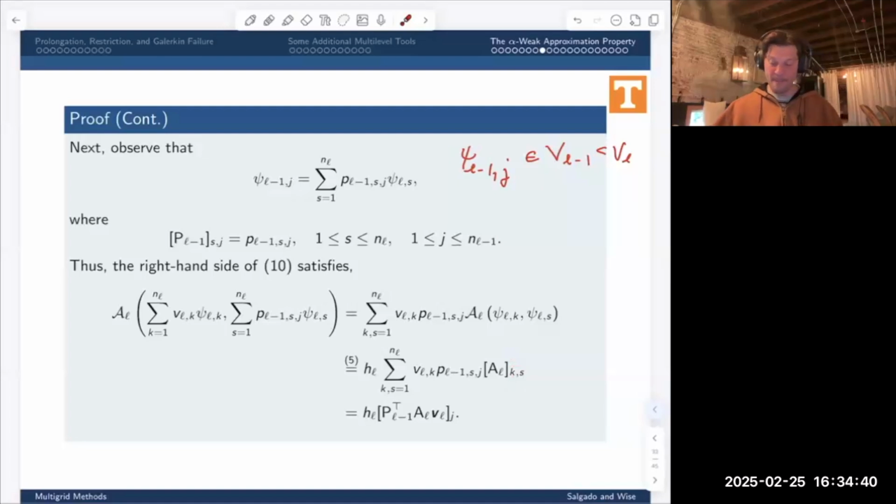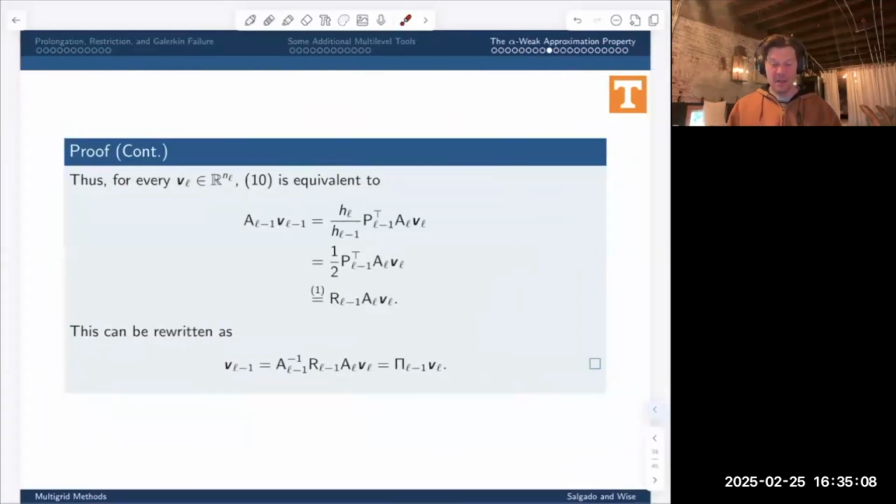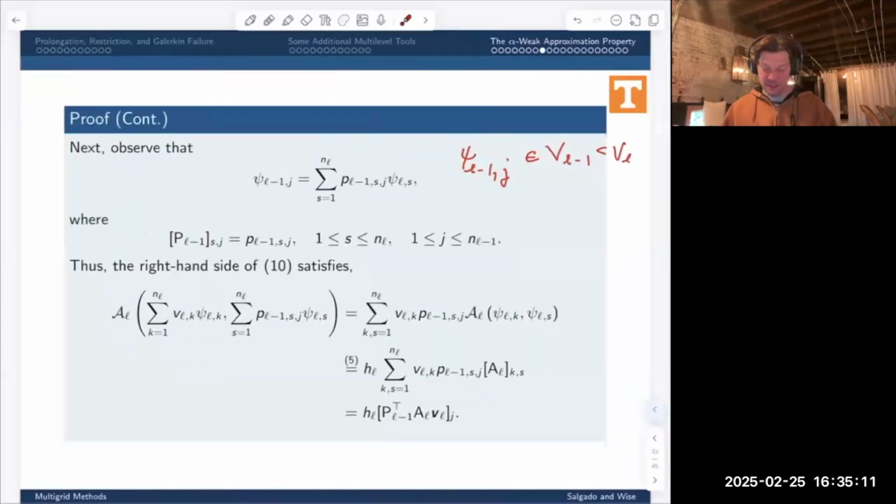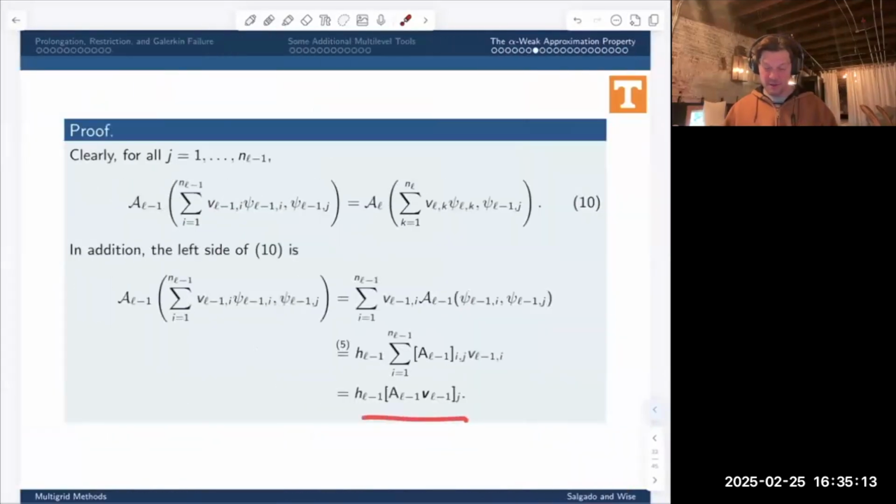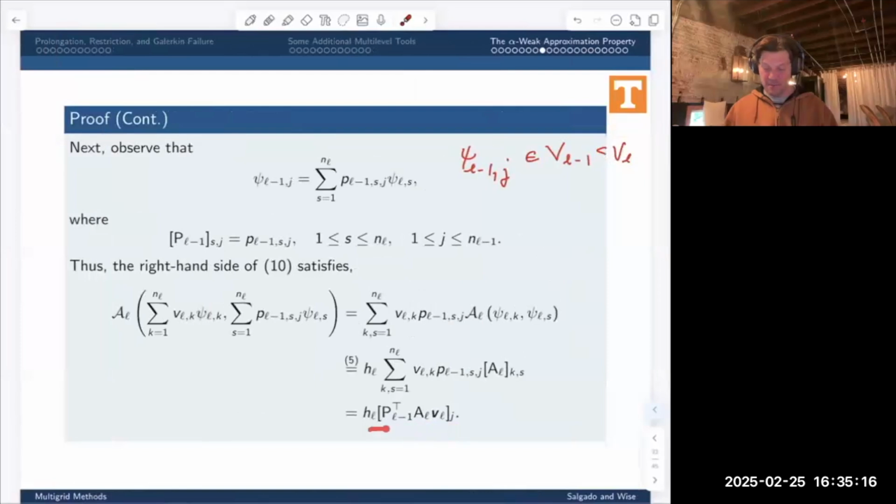No problem there. All right, now, what is this object here? This just turns out to be PL minus 1 transpose times AL times VL, and the jth entry of that vector. I'll let you prove that to yourself. But if you believe that, now we have a new representation for the left-hand side of 10 and the right-hand side of 10, so we can set those two things equal. So it's going to be this equals this here, for every j.